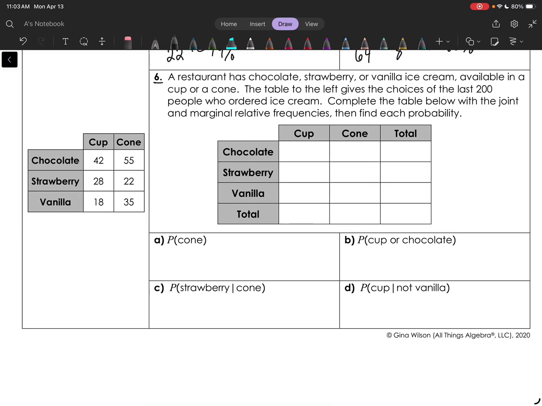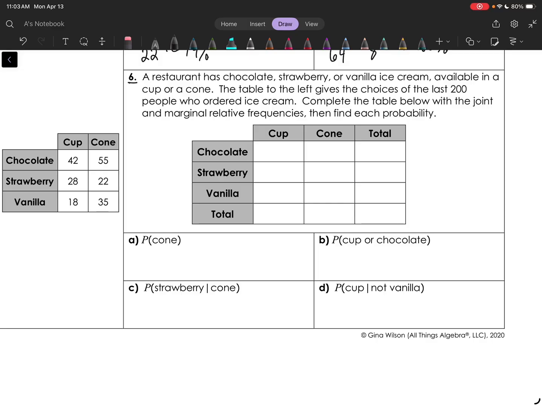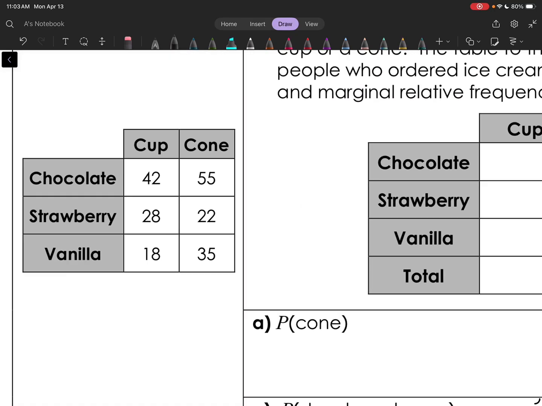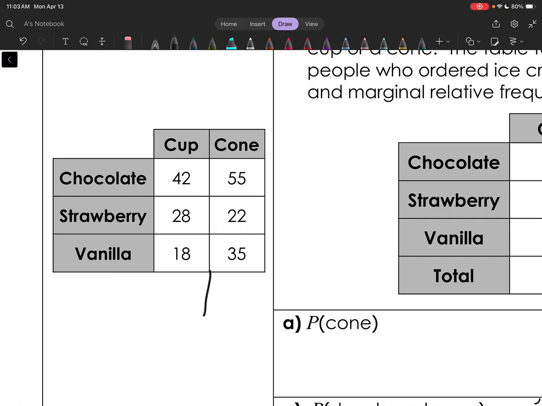All right, last one. A restaurant has chocolate, strawberry, and vanilla ice cream. The table to the left gives the choices of the last 200 people. Before I move on, let's fill out this chart. 42 plus 55 is 97. 28 plus 22 is 50. 18 plus 35 is 53.